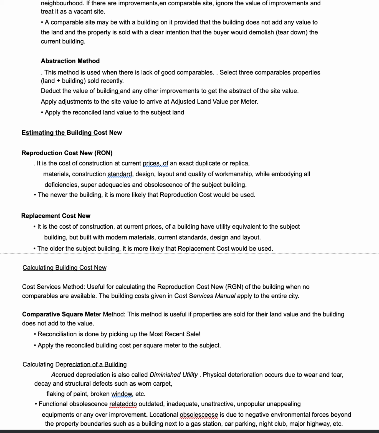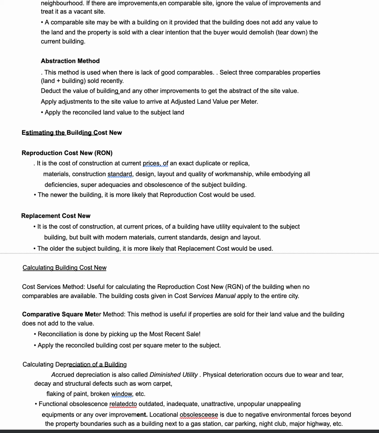And the comparative square meter method. The method is used when the property is sold for the land value and the building does not add value. Reconciliation is done by picking up the most recent sale. Apply the reconciled building cost per square meter to the subject. So first, find sales of new home properties on which the new building will be constructed, and that are as similar as possible to the subject.